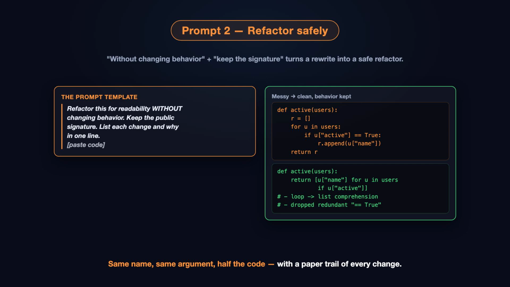Here's a messy function that loops, checks active equals true, and appends names to a list. The model returns a clean version, same name, same argument, but now a single list comprehension, and it dropped the redundant equals true. And it tells you exactly that, one line per change. Same behavior, half the code, and a paper trail. That's a refactor you can actually trust.